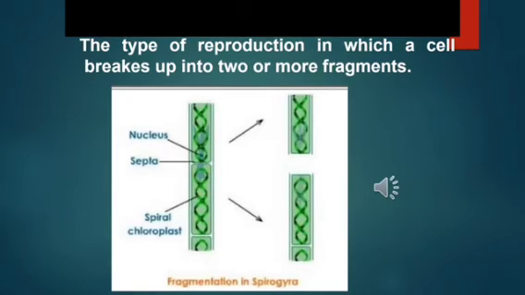Now the next method of asexual reproduction is called fragmentation. In this type of reproduction, a cell will break into two or more fragments or pieces, and each fragment will grow into a new organism. So this is fragmentation.